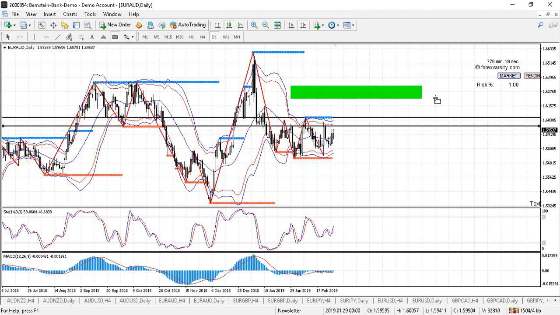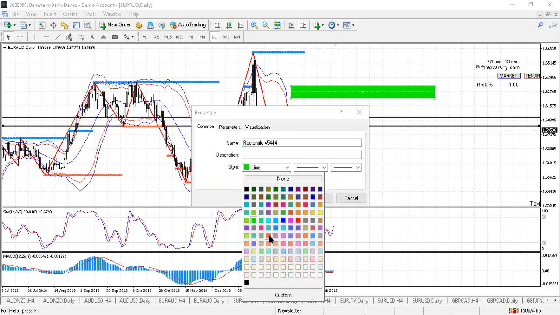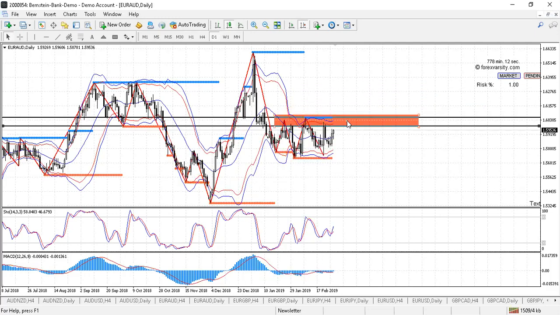We get our square tool, we make it into a tomato color, sorry. So we've now got a sell zone in place.